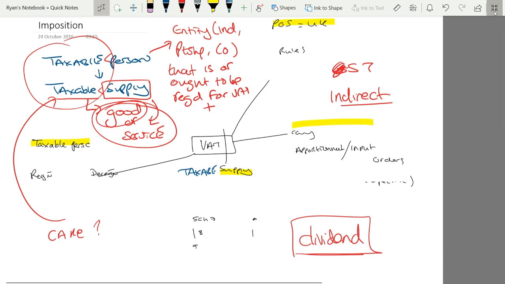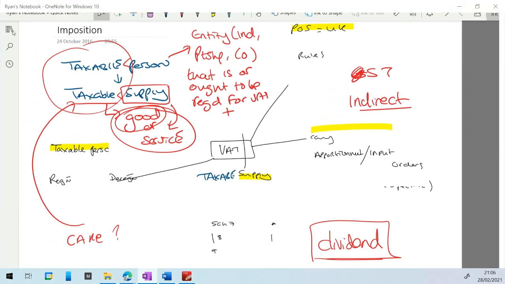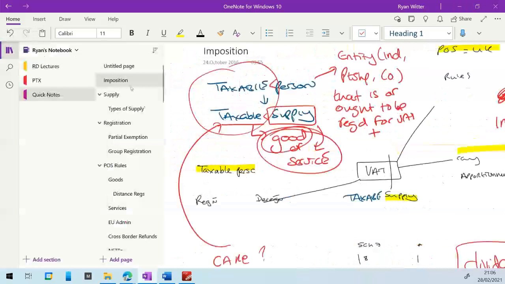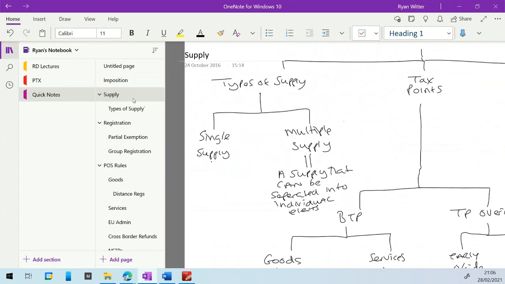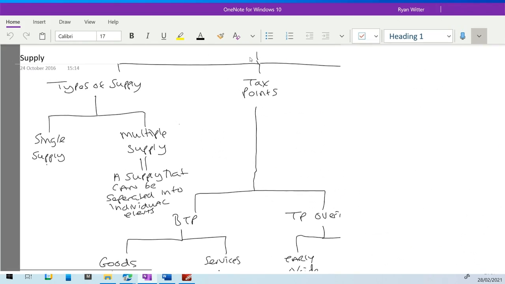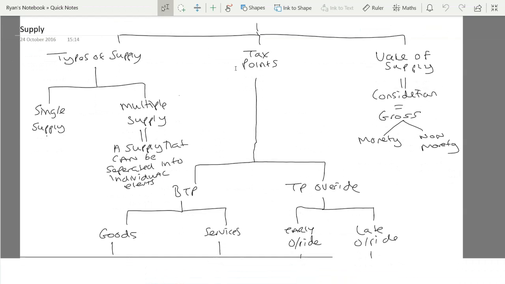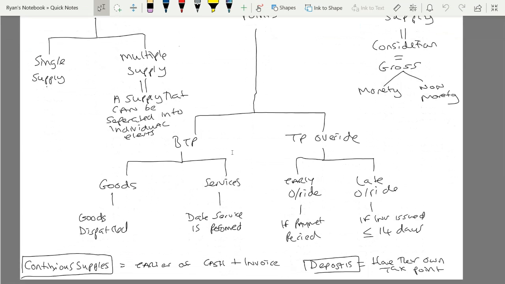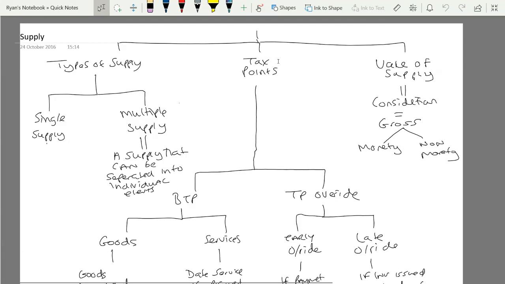So if we have a look at the next part, which is looking at registration, if we look at supply in a bit more detail, when we're looking at making supplies or when a supply is made, there's a number of factors we have to look at. Again, it comes more down to the principle rather than getting into the nitty-gritties.